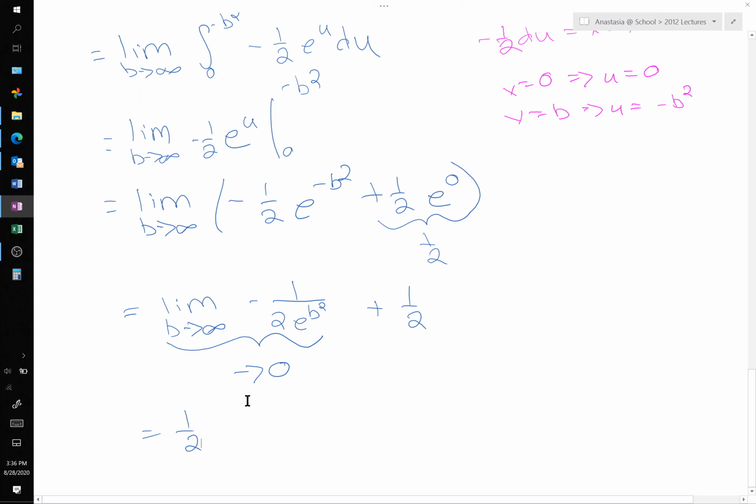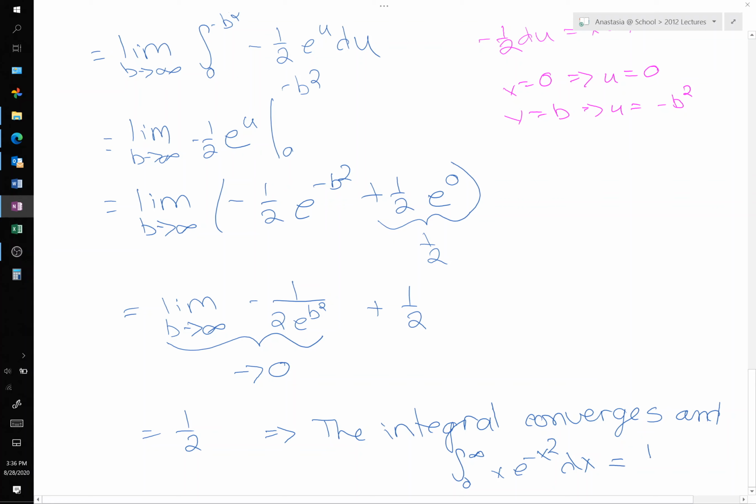Now since we got a finite value, this means that the integral converges and the integral from 0 to infinity of x e to the negative x squared dx is equal to 1/2. Okay, so this is our final answer. It converges and we get our value.